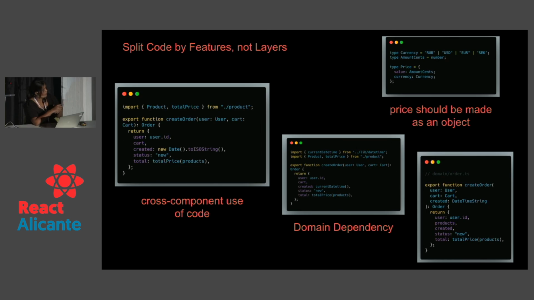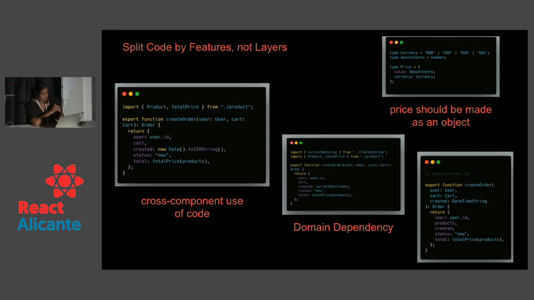Now, some of the improvements that we could make: first of all, we took price as numerical data. We could take it as an object, where we can put our currencies and the amount. And then we can also think about cross-component use. For example, if we are using the total price of the product in a separate component altogether, because the order domain and the product domain are different, we can use a DTO to have that feature.